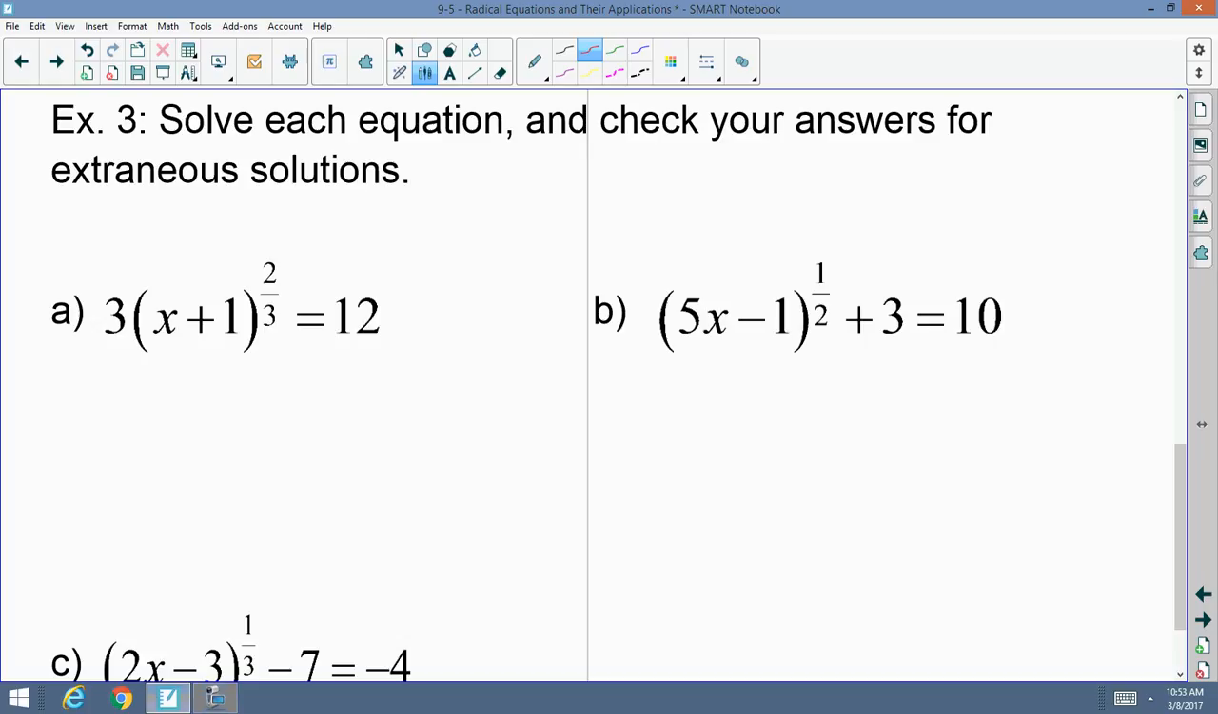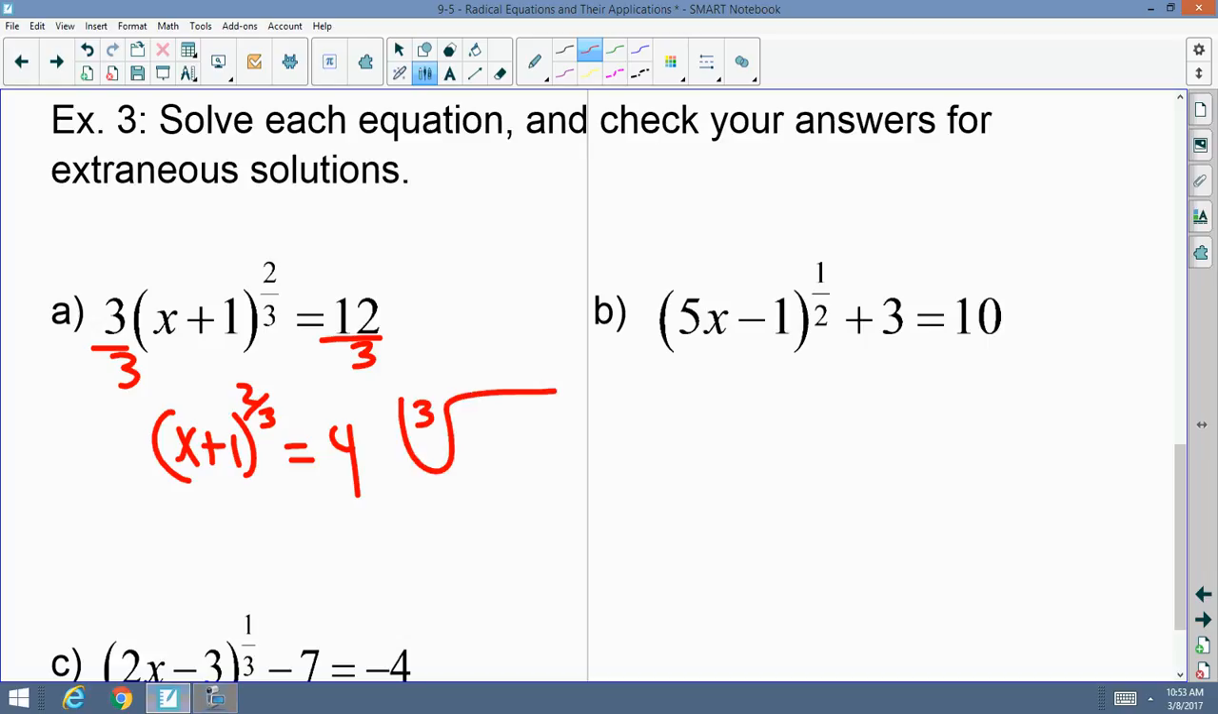So first off, I got to get this alone, like always. So I'm going to divide by 3. So I'm going to have x plus 1 to the 2/3 power equals 4. Now, I can go, this is the cube root of x plus 1 squared. Yes, you can. I would not. I would remember my exponent rules. When I raise a power to a power, I multiply them. So if I raise this to the 3/2 power, these guys go bye-bye. I'm left with x plus 1.